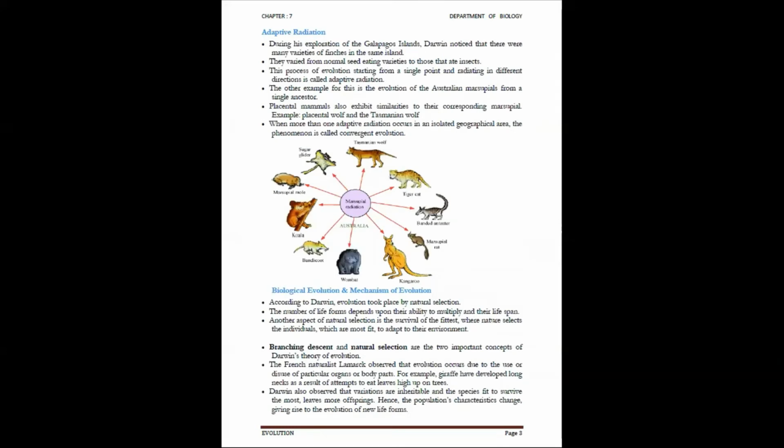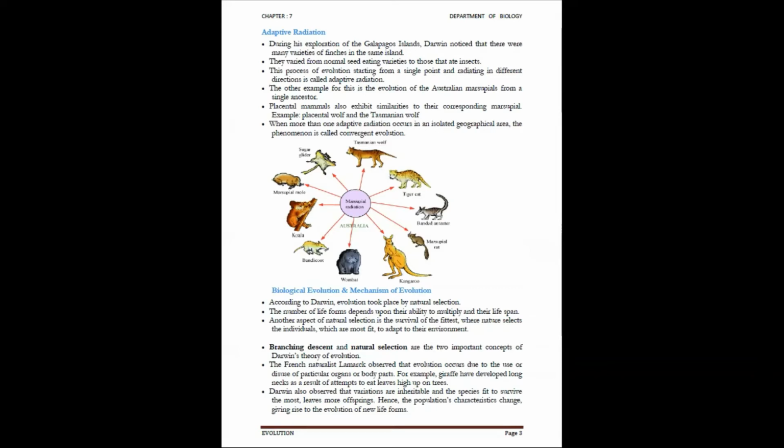Moving on to adaptive radiation, yes, this is very important. The story of where Darwin went to the Galapagos Islands, the complete process, how he came to know about adaptive radiation, can be written in the examination for 3 marks. And they will also ask for an example of adaptive radiation, or the definition of adaptive radiation can be asked.